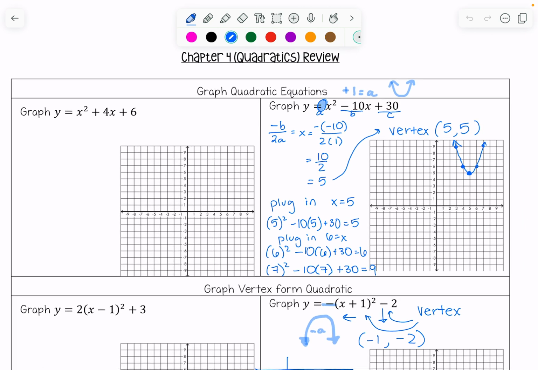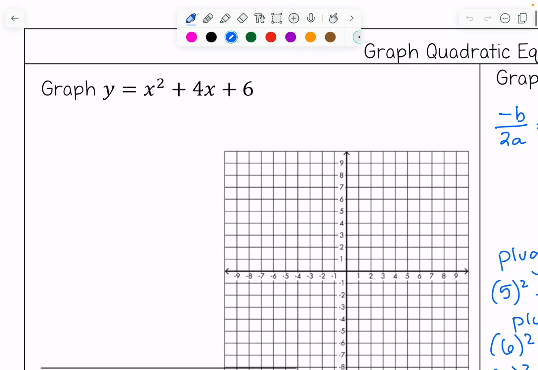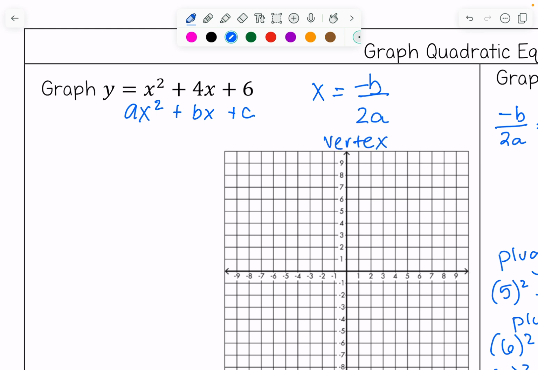So for these, you need to remember when it is in standard form, ax squared plus bx plus c, we are looking to find the vertex, and we need negative b over 2a. That will help us find the vertex. Remember, the quadratics look like a big U, so we're just trying to find the center point first. So we're going to take x equals negative 4 over 2 times 1, which is the a. So we're going to have negative 2, so our vertex starts at negative 2.